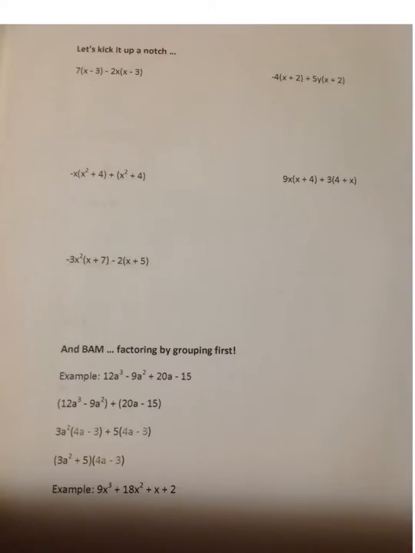Now these are a little bit different. So this is kicking it up a notch. So let's take a look at this first problem right here. We have 7 parentheses x minus 3 minus 2x parentheses x minus 3. Do you notice anything with this problem?